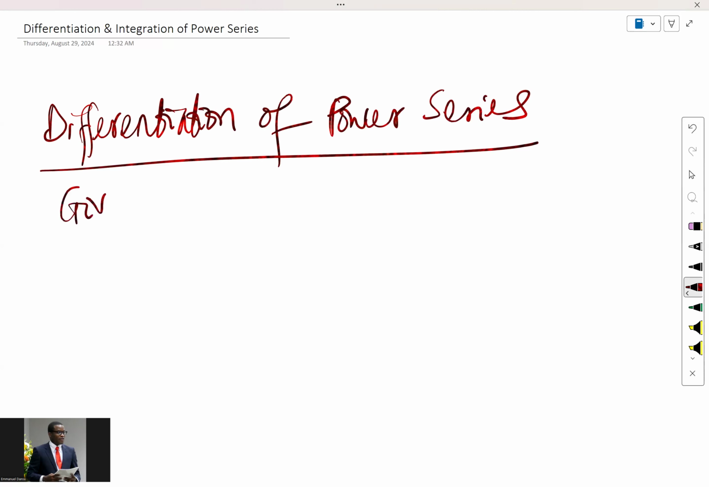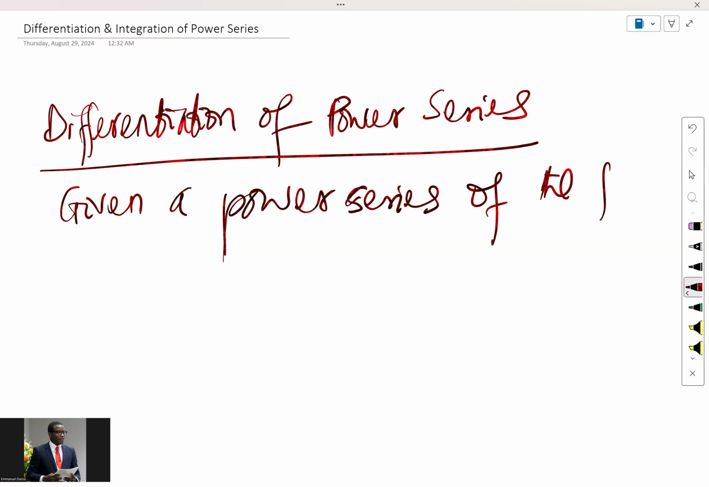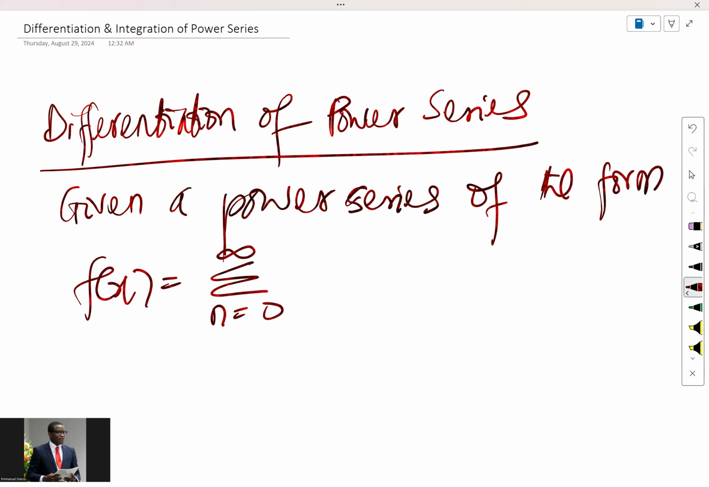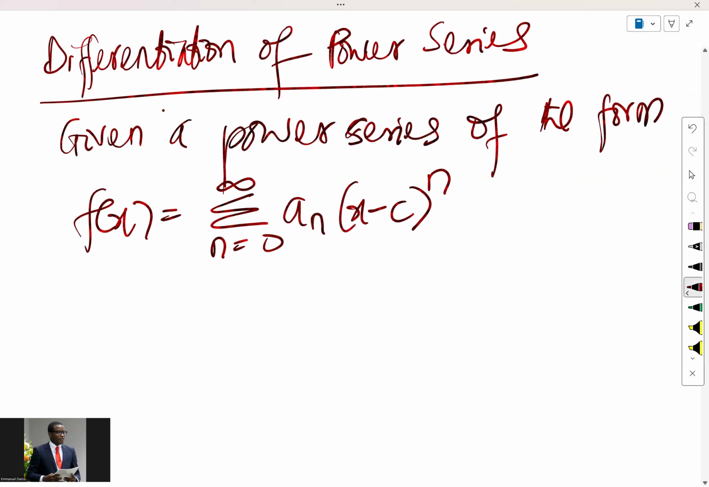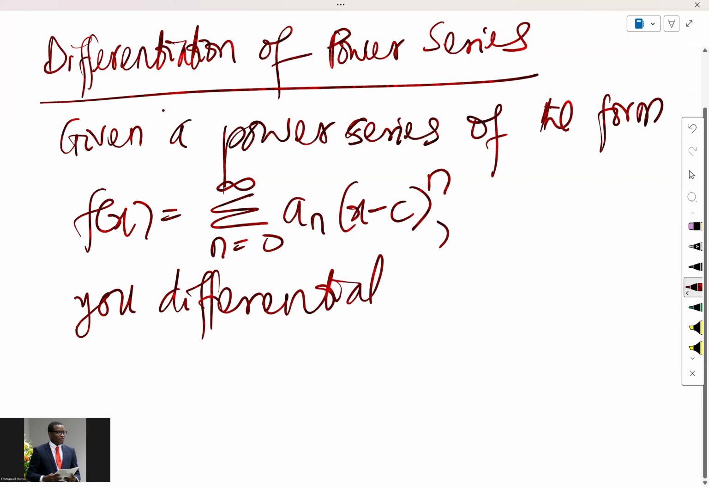So, given a power series of the form f of x equals summation from n equals 0 to infinity of a_n times (x minus c) raised to power n, you differentiate term by term. So here we differentiate term by term.